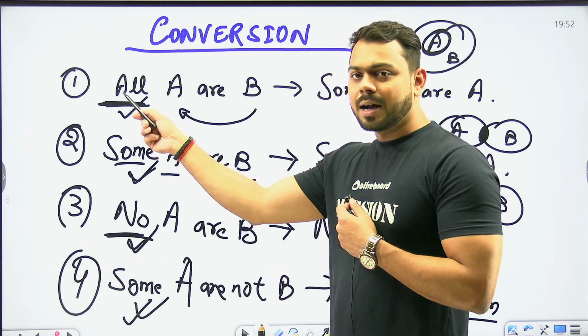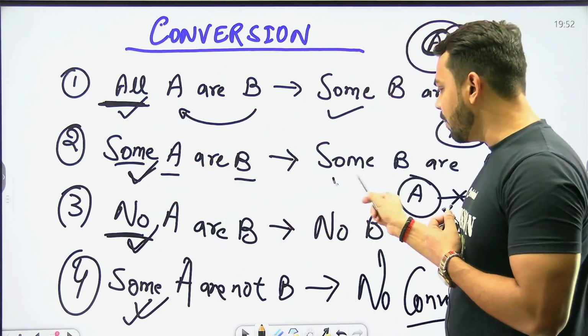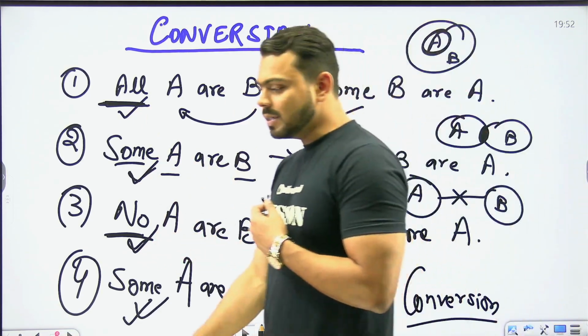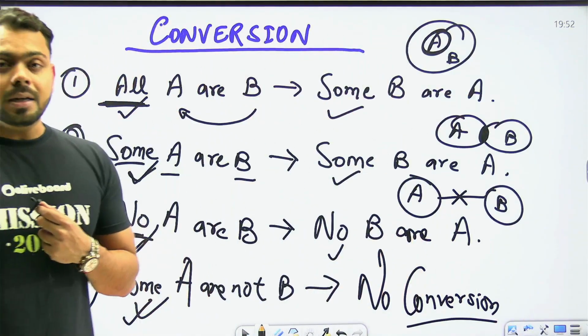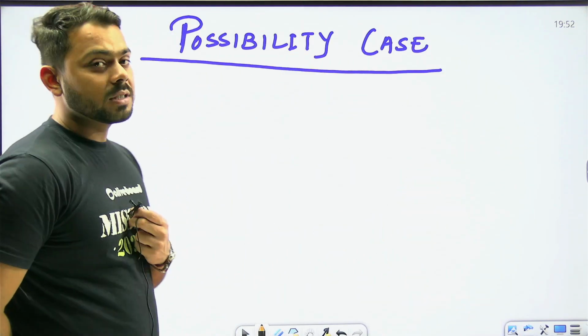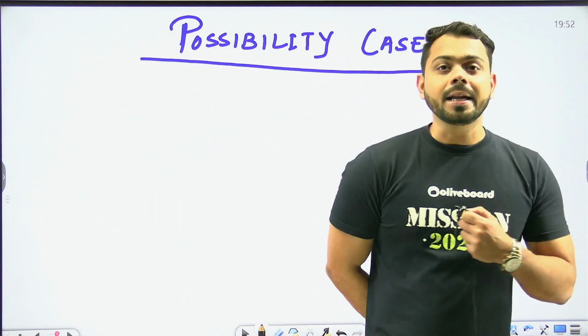For all, the conversion will be in some. For some, the conversion will be in some only, and for no, the conversion will be in no only. So this is the conversion of statements that you studied. Now we will be going towards the possibility case. How can we determine the possibility of any statement?